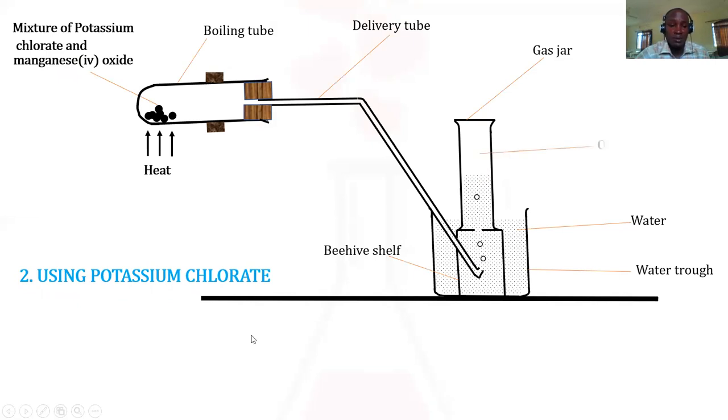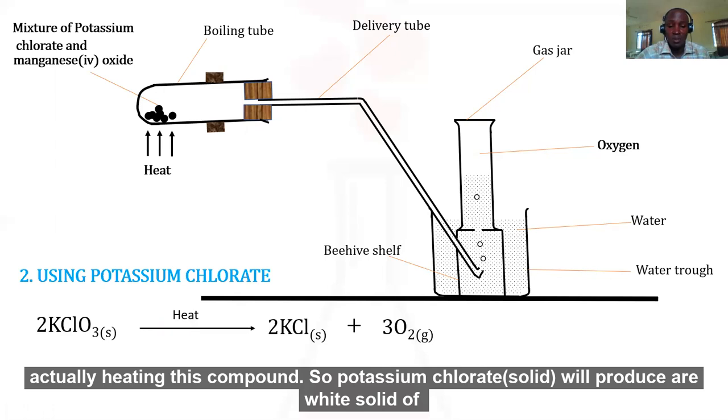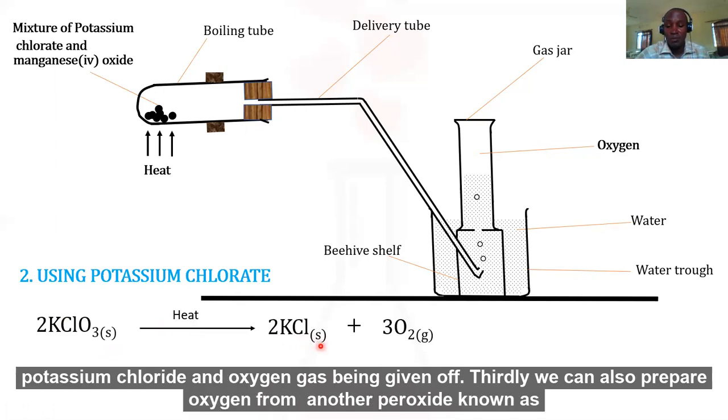Looking at the equation, we normally write the heat or the word heat on top of the arrow to show that we're actually heating this compound. So potassium chlorate solid will produce a white solid of potassium chloride and oxygen gas being given off.